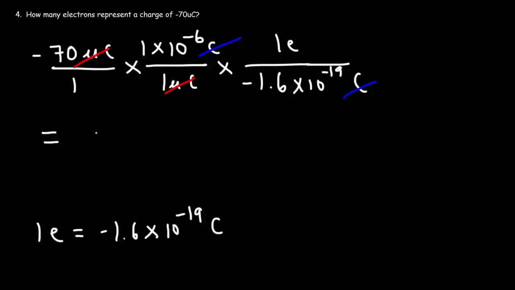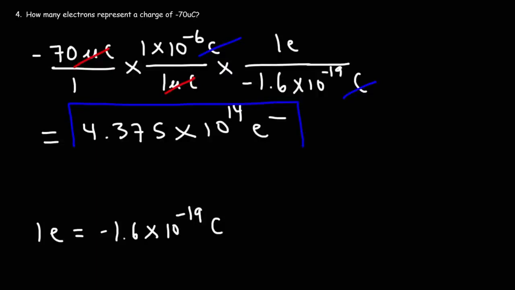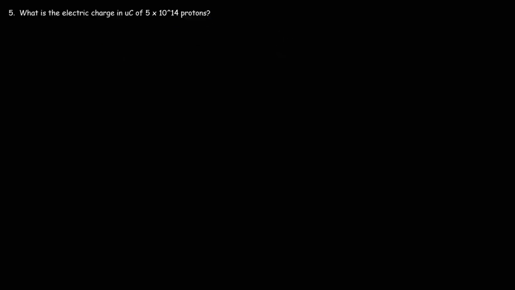So the answer is 4.375 times 10 to the 14 electrons. So that's how many electrons are represented by a charge of negative 70 microcoulombs. Now what about number 5? What is the electric charge in microcoulombs of 5 times 10 to the 14 protons?